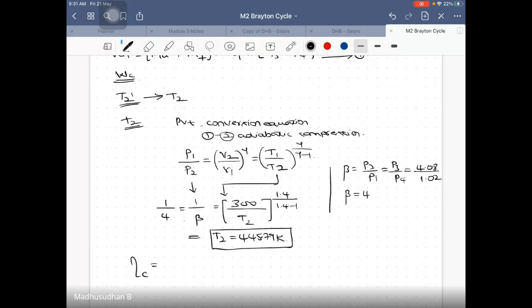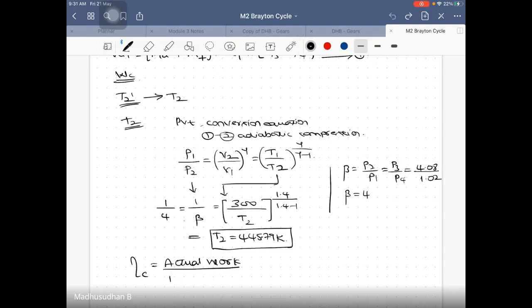Efficiency of the compressor is actual work divided by the isentropic work. Isentropic work by actual work, sir. Yes, you are right, excellent. It is isentropic work divided by actual work. Now, what is isentropic work?